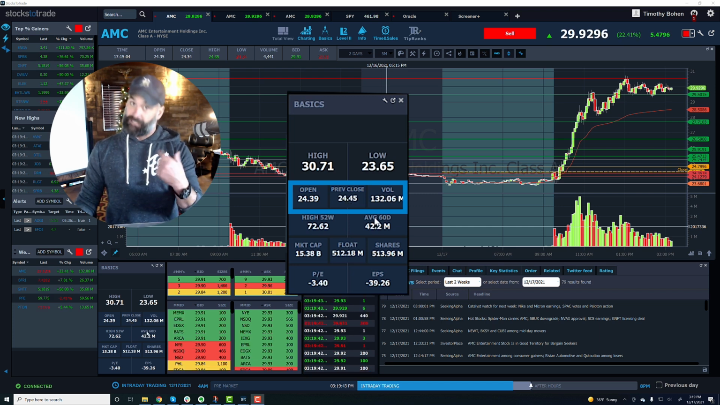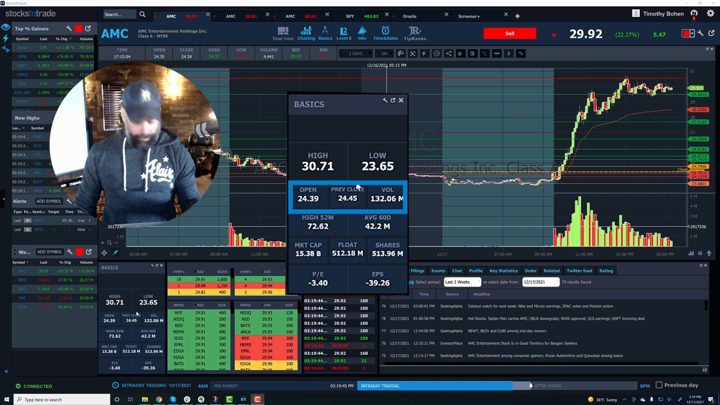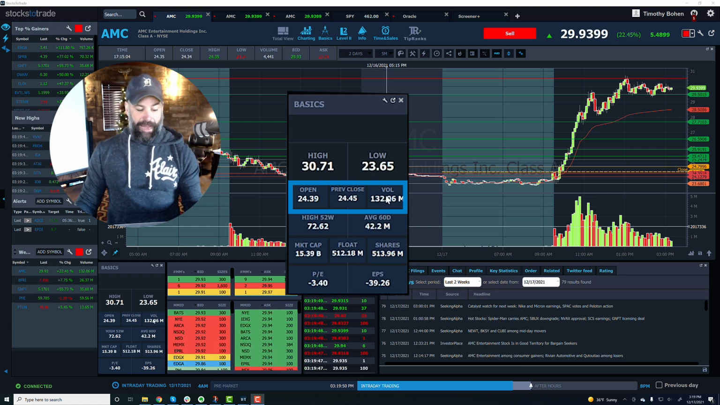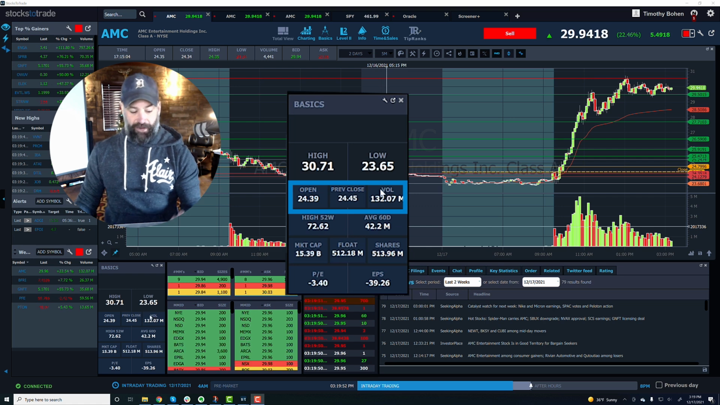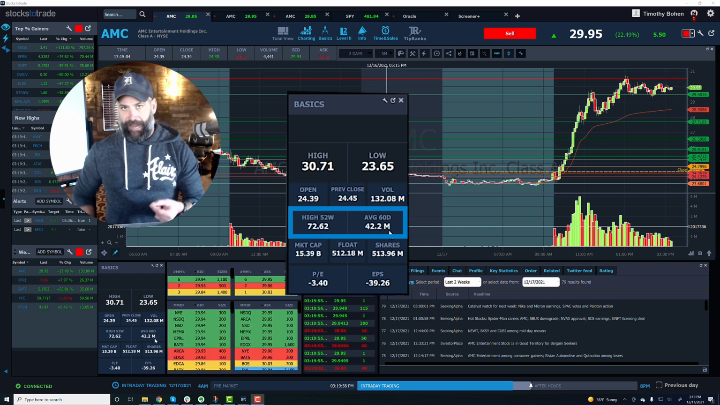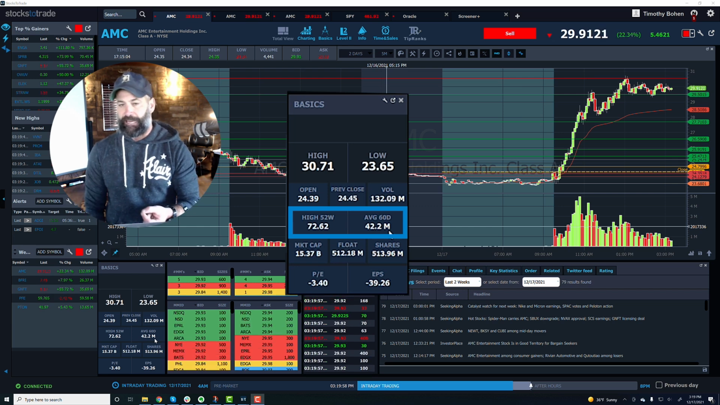That previous close is the red to green line. You know I love that. And then the volume, that's your volume on the day. AMC has traded 132 million shares. And then related to that, right below is the 60-day average. Okay, that is a key.